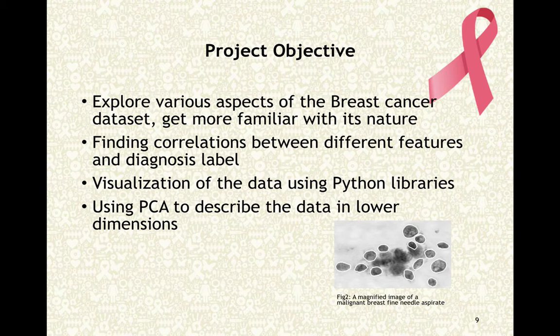We're exploring various aspects of the breast cancer dataset to get more familiar with its nature. Another objective is finding correlations between different features and the diagnosis label. We're also visualizing different features using Python libraries, and we're using PCA to describe the data in lower dimensions. In the picture we're showing a magnified image of a malignant breast fine needle aspirate, in which cell nuclei are visible and outlined by a curve-fitting program.